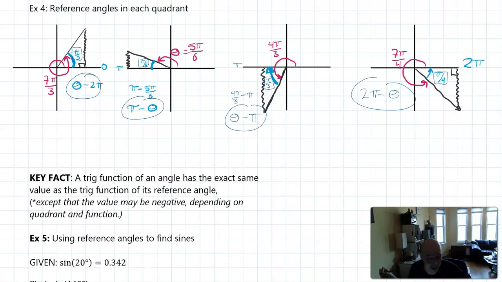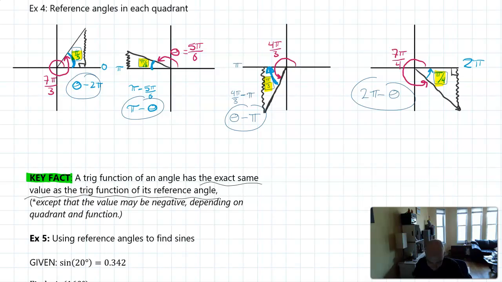So why the heck do we care about reference angles? Well, if you notice in all the examples, the reference angles were some of our most critical trig angles, right? Pi over 4, pi over 3, pi over 6. Those are the ones we have memorized. We know those angles. And that brings us to the key fact about reference angles. A trig function of a big angle, like 7 pi over 3, has the exact same value as the trig function of its reference angle. Except that the value of the larger angle might be negative depending on the quadrant and function.